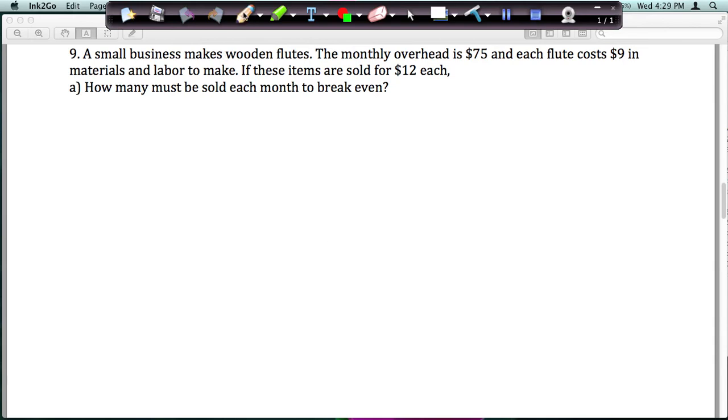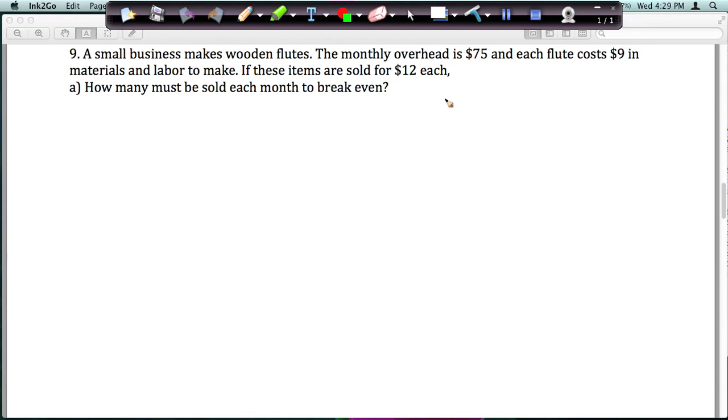Okay, this next example says a small business makes wooden flutes. The monthly overhead is $75 and each flute costs $9 in materials and labor to make. If these items are sold for $12 each, how many must be sold each month to break even?